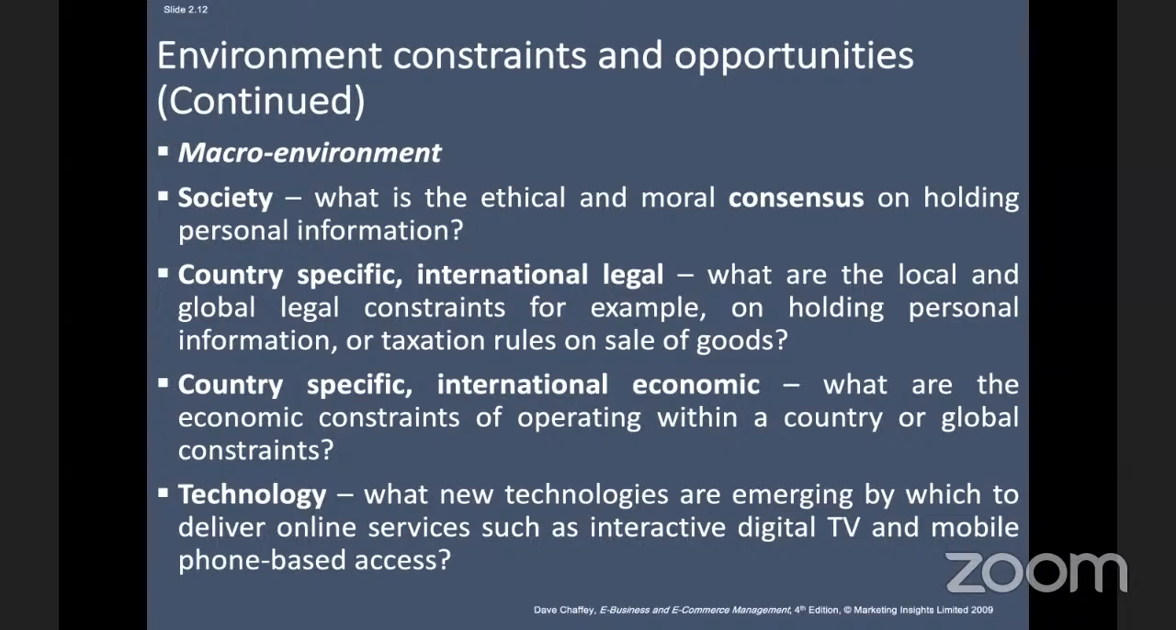So you have to plan your business activities accordingly, and you have to come up with the strategies as per the analysis of the economic constraints of the certain market or the certain country. Then the technology. What new technologies are emerging by which to deliver online services such as interactive digital TV and mobile phone based access? It is very important that you consider the technologies, because when you are working in your country and you are going to the international market, there are certain changes in adoption of the technologies.